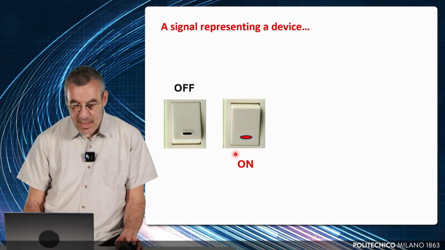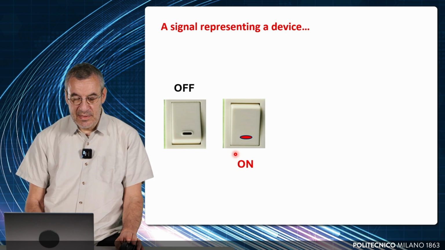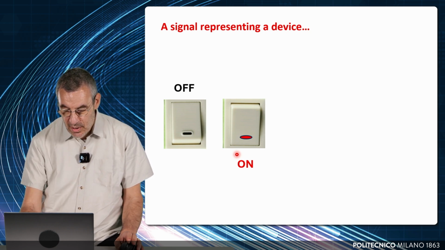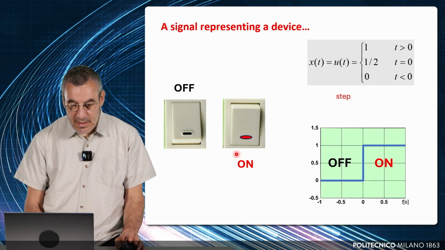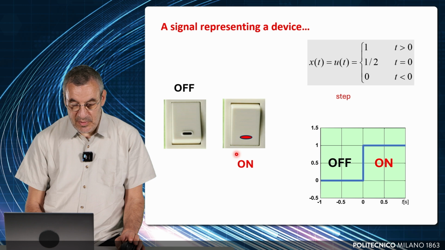Suppose you want to describe in the signal domain a device which is a switch that can be on or off. So you have this situation, and you can say that when the device is off, you have a signal which is 0. When the device is on, you have a signal which is 1. This elementary signal exists, called step, and it goes from 0 to 1 at time equals 0. If you want to delay the signal to a different time, you simply can write t minus tau.